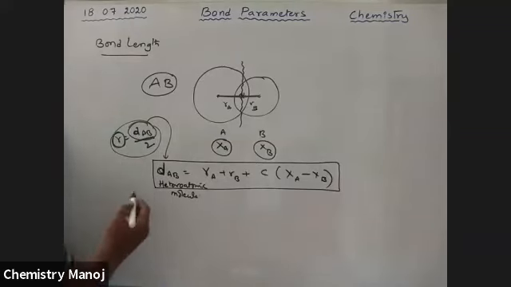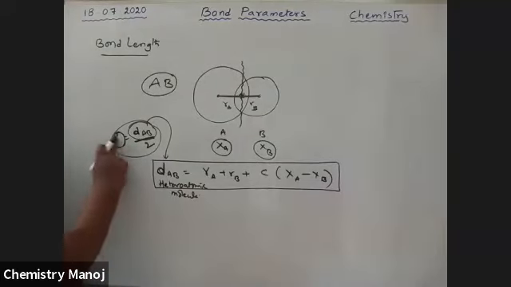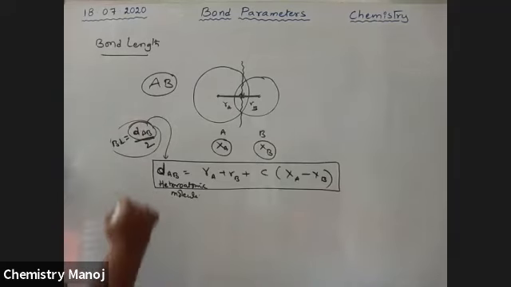So that is the distance, it is the bond length. This is nothing but bond length. So bond length is equal to diameter of AB by 2. So diameter of AB by 2 is the bond length. So it is a way to calculate bond length.